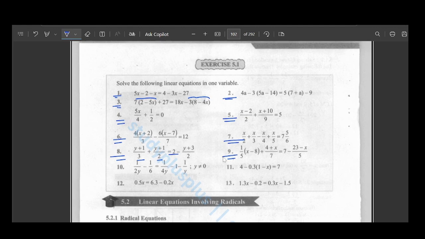Here we have 1 by 5 (x minus 8) added with (4 plus x) by 7. This is equal to 7 minus (23 minus x) over 5. This is exactly the same as the previous question. Here we just need to multiply 1 over 5 with x minus 8. The denominator won't be multiplied, only the numerator will be multiplied. So this will be converted to (x minus 8) over 5 added with (4 plus x) divided by 7. After that, look, 5 and 7 aren't related with each other, they can't be divided with each other, so we will just multiply the first term with 7 by 7 and the second term with 5 by 5, and then we will proceed with the normal steps.